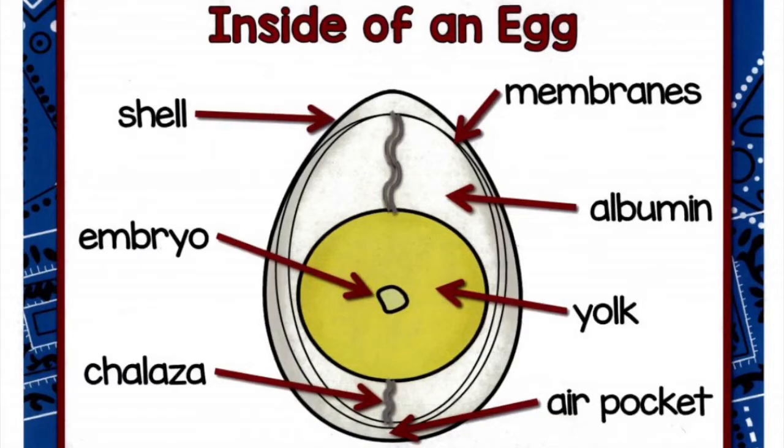Around the yolk is the clear part called the albumen, or egg white. There are two twists inside the egg called the chalazae that hold the yolk in place. If the egg is fertilized, there will be a small white spot on the yolk called the embryo, which is what develops into the chicken.